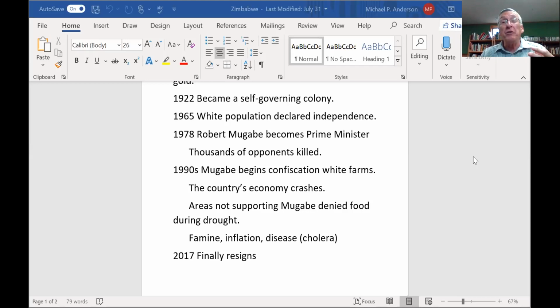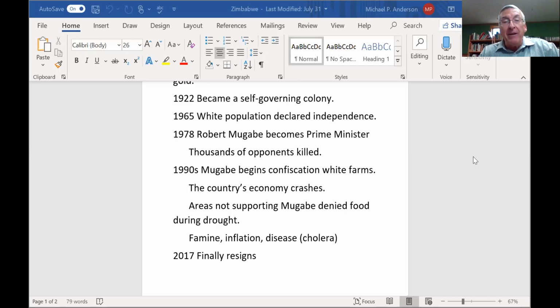Actually, what he tried to do is to put his wife in his place. But the powers that be said, no, no, no, you're not going to fool us. You're going to try and rule through your wife. No, we want you out. Well, he left, and left with a whole bunch of money that should have belonged to Zimbabwe.